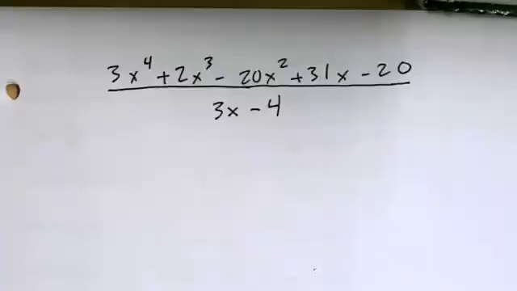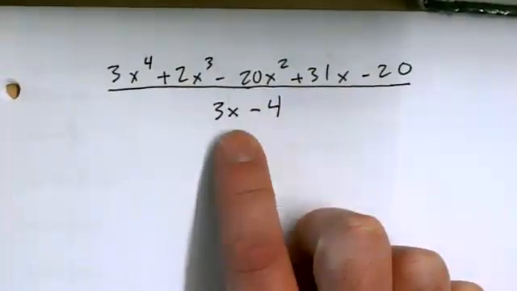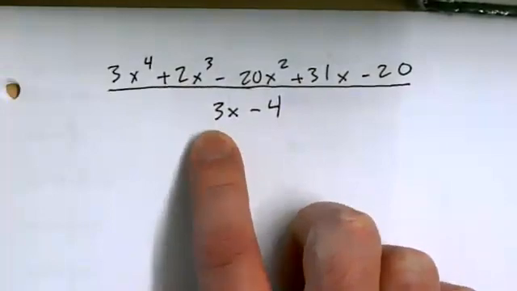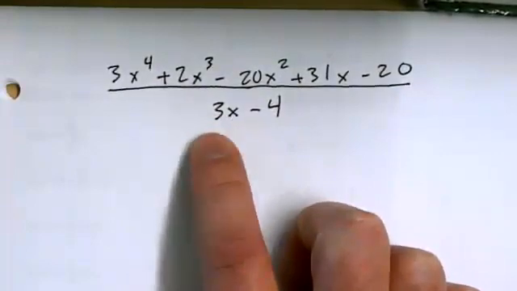Okay, so here's the deal. You can use synthetic division anytime the thing that you're dividing by is a first degree polynomial. Anytime it's a first degree polynomial. Now, last year, your teachers may have told you you can't do it if there's a coefficient in front of the x, or they may have directed you to use long division instead. But what I'm going to show you today is that you can use synthetic division even with a coefficient here.